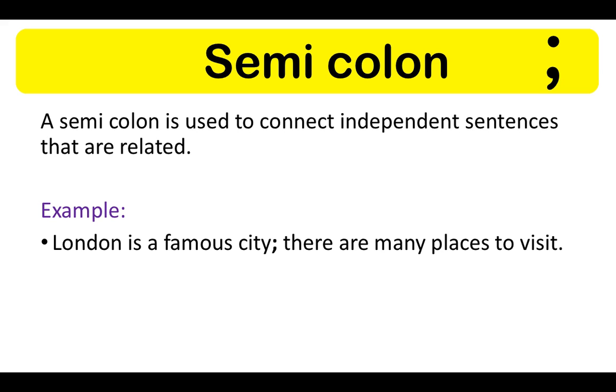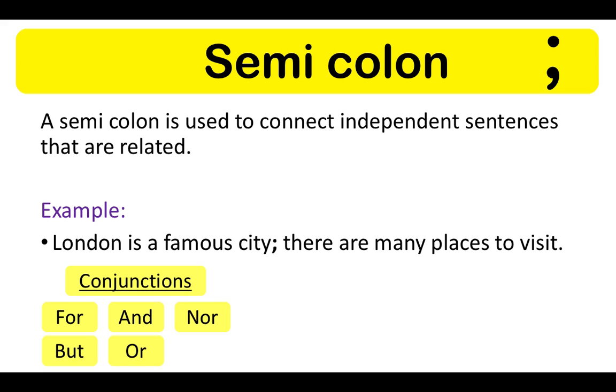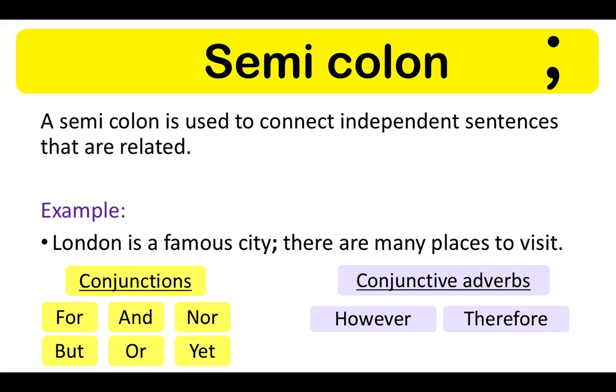If a conjunction is used to join the two sentences together, then depending on the type of conjunction, either a semicolon can be used or a comma. So, if the conjunctions are for, and, nor, but, or, yet, then we use a comma. If you use a conjunctive adverb, for example, however, therefore, meanwhile, nevertheless, then we use a semicolon.